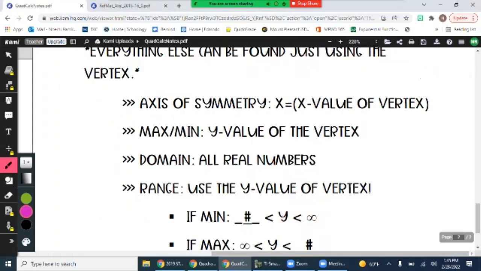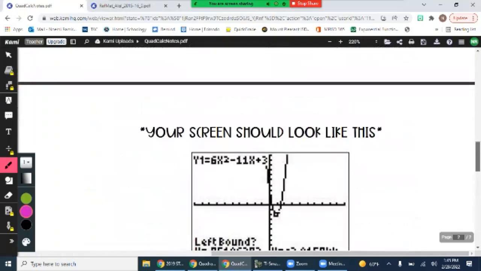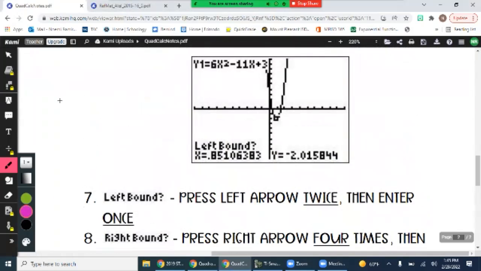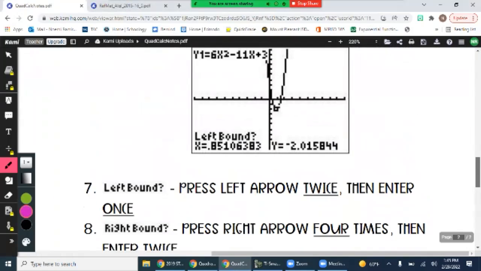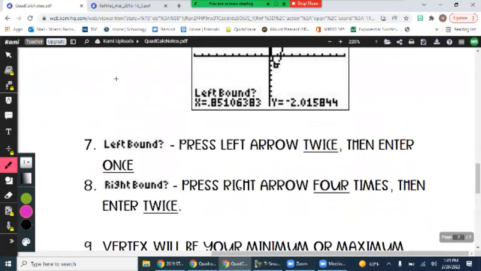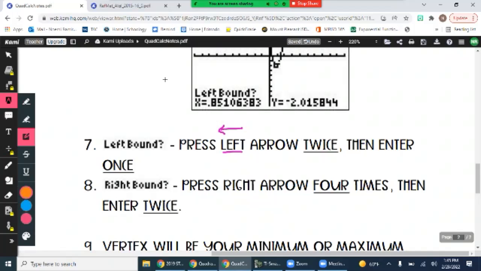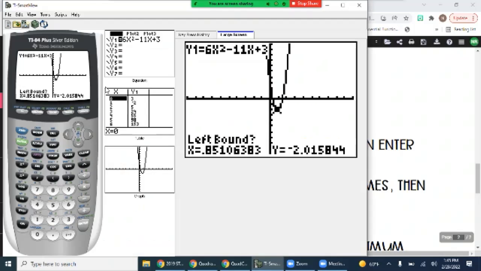Now, that means we are now in step number 7. Whenever you see that left bound question, you're going to press the left arrow twice, and then you're going to press enter once. Essentially what we're doing is going to the left side of the vertex, and then we're going to move to the right side. So let's press the left arrow twice. 1, 2, press enter once. And now that question is changed to right.